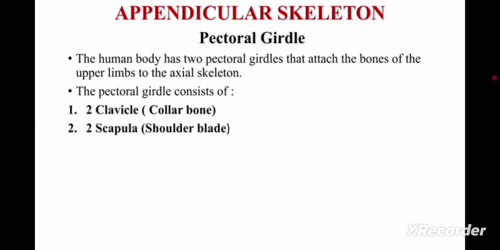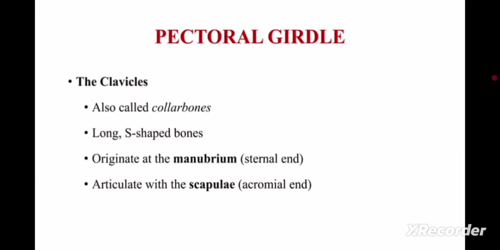Now, pectoral girdles. The human body has two pectoral girdles that attach the bones of the upper limbs to the axial skeleton. The pectoral girdle consists of two bones, the clavicle and scapula. The clavicles, also called the collar bones, are long S-shaped bones that originate at the manubrium and articulate with the scapula.